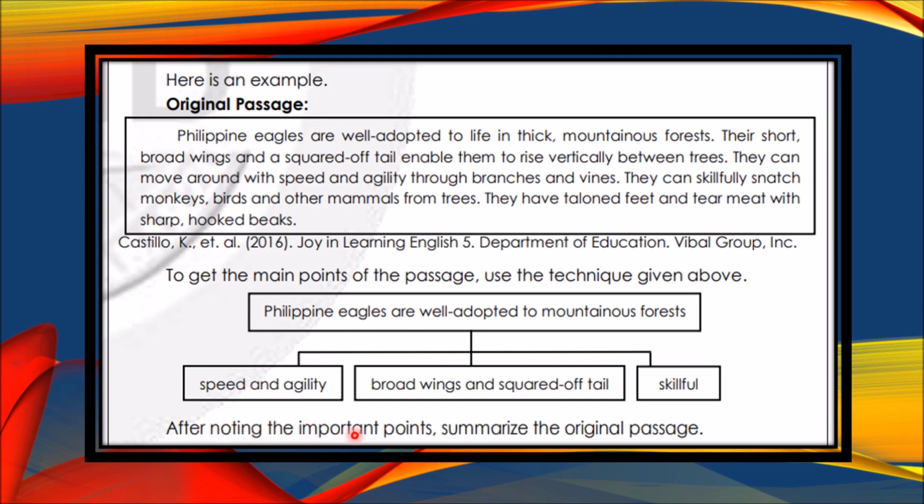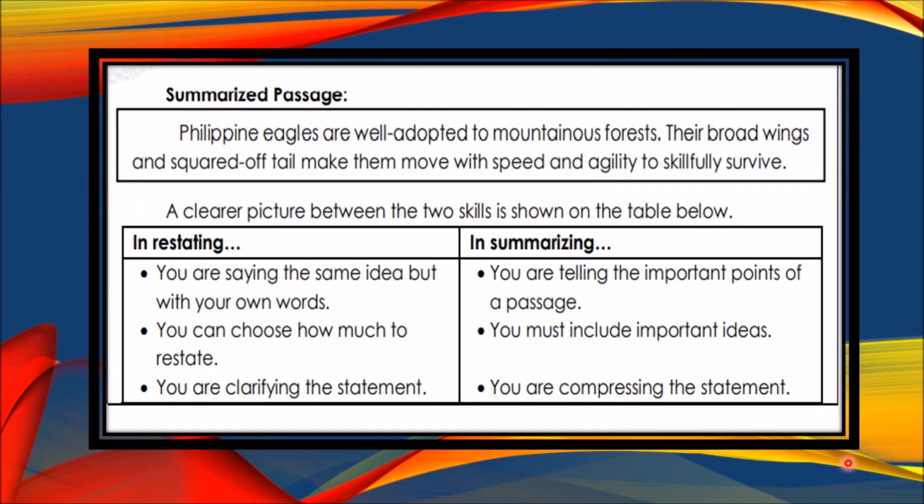Okay, then after noting the important points, summarize the original passage. So you jot down all the important points here, the three supporting details. Then after that, you have to summarize the original passage. Okay? For the summarized passage here, as you can see: Philippine eagles are well adapted to mountainous forests. Their broad wings and squared-off tail make them move with speed and agility to skillfully survive.